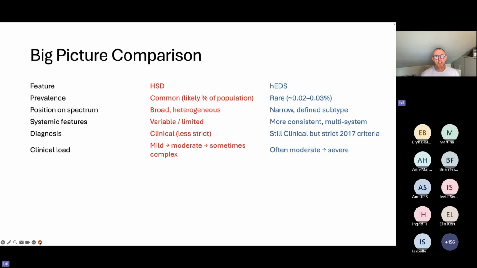So systemic features are variable and limited in HSD, and in HEDS they tend to be more consistent and multi-system. The diagnosis is clinical, but with less strict criteria. And HEDS really is still clinical, but sticks to the 2017 strict criteria. The clinical load can be mild to moderate to sometimes complex. The clinical load with HEDS tends to be often moderate to severe.